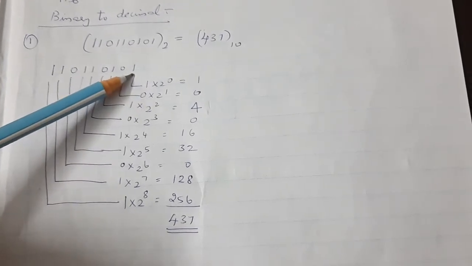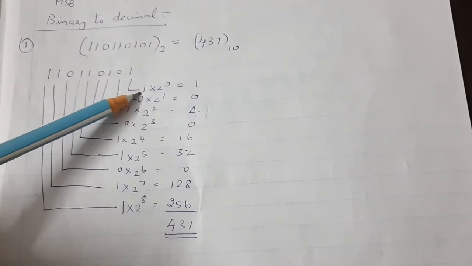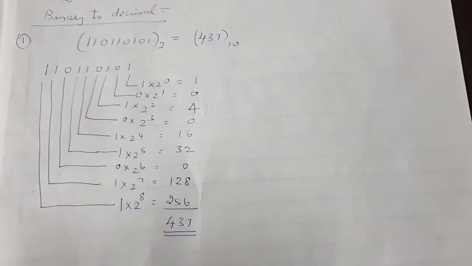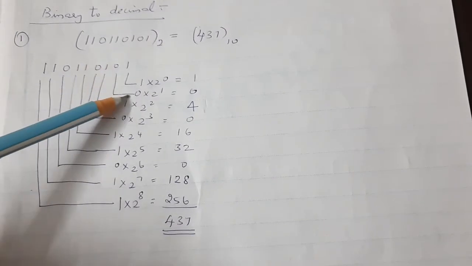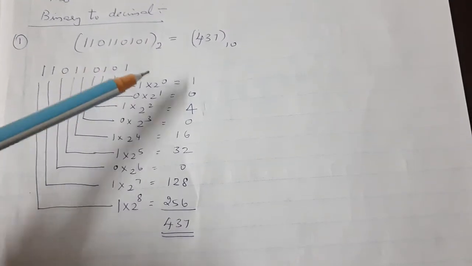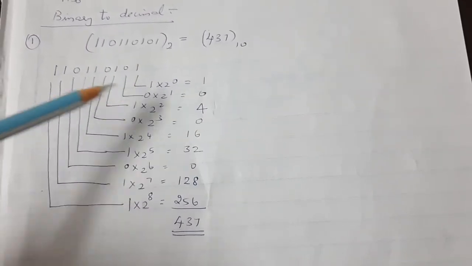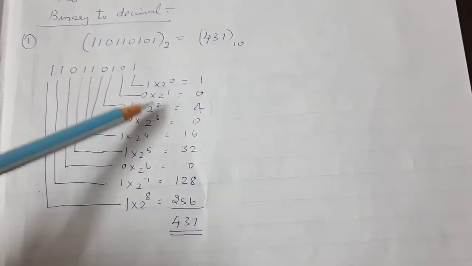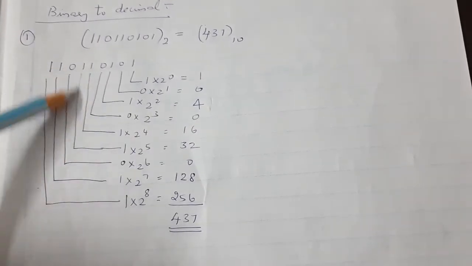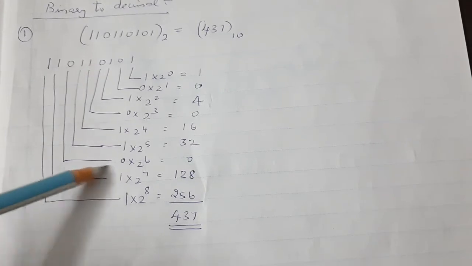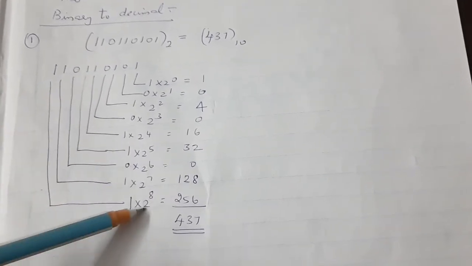Take the first LSB bit, which is 1. You multiply it by 2 power 0. Zero is the starting power. The next bit is 0, multiplied by 2 power 1. Every time you increase the power of the multiplication factor. The next bit is 1 into 2 power 2, 0 into 2 power 3, 1 into 2 power 4, 1 into 2 power 5, 0 into 2 power 6, 1 into 2 power 7, 1 into 2 power 8.